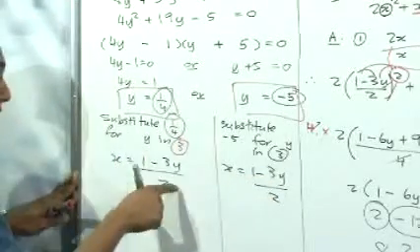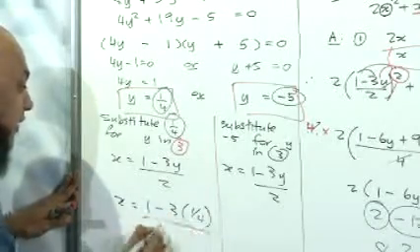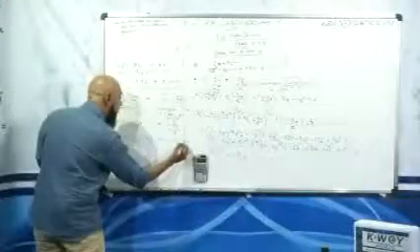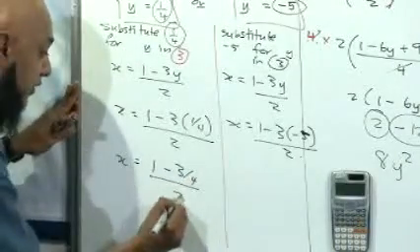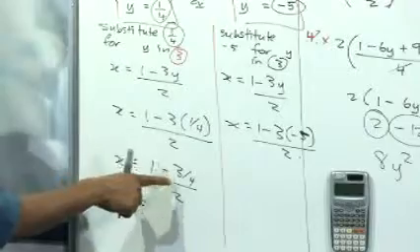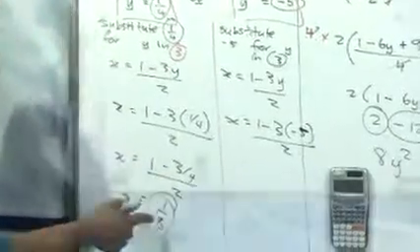We've got y now, minus 5. X is equal to 1 minus 3 into minus 5 over 2. Now this you can do on your calculator. Check it on your calculator.